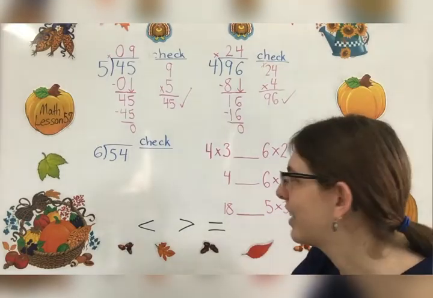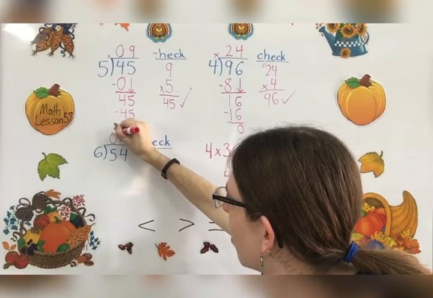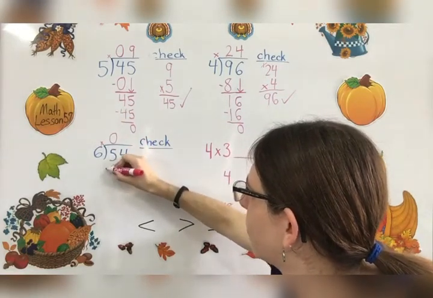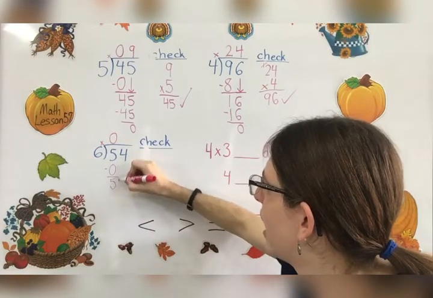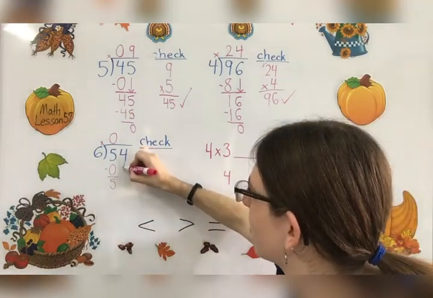That's right. So we have to put a 0 because 5 is smaller than 6. And 0 times 6 is 0. 5 minus 0 is 5. 5 is less than 6? Yes, it is. So I'll bring down my 4.